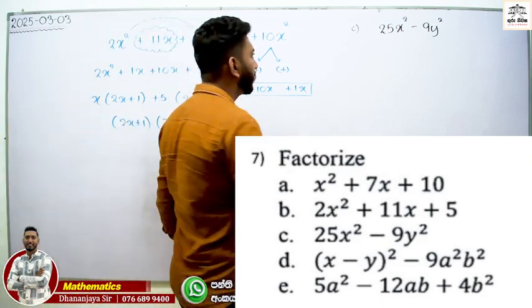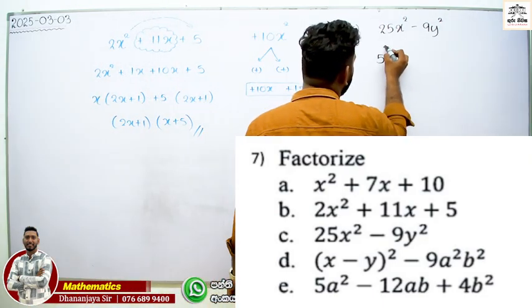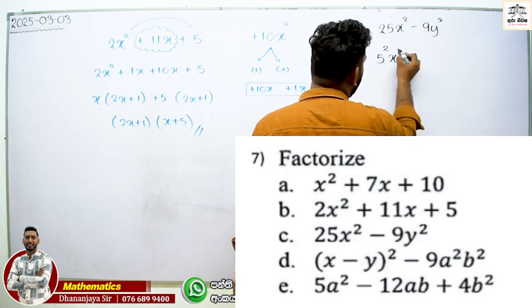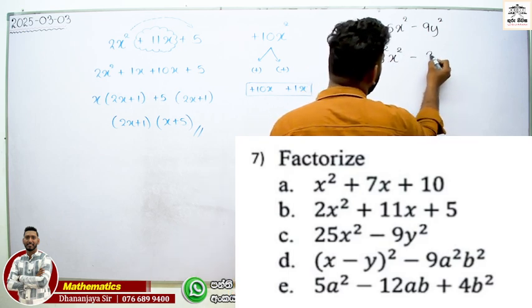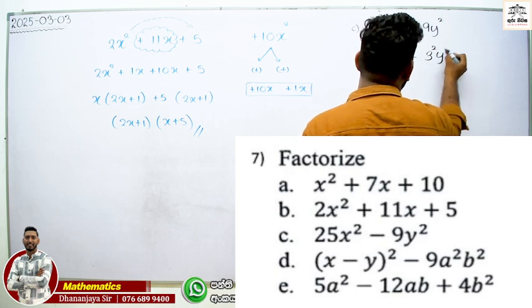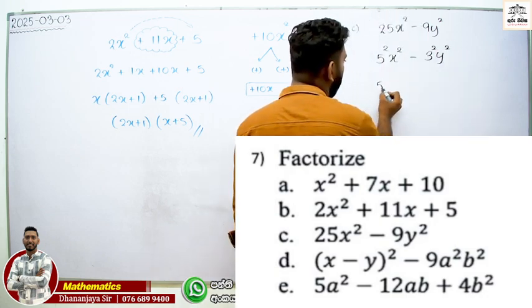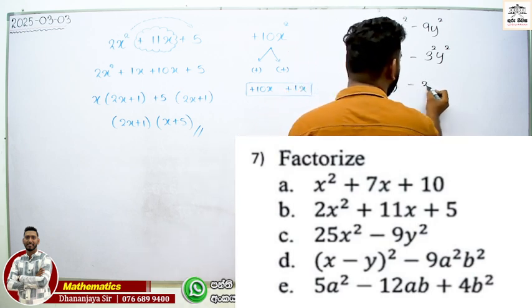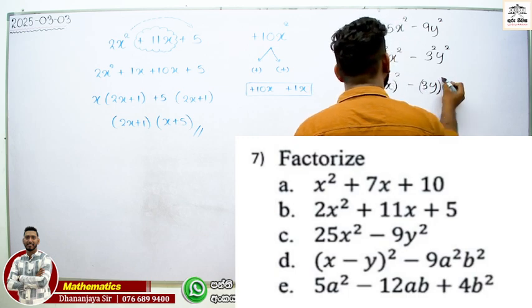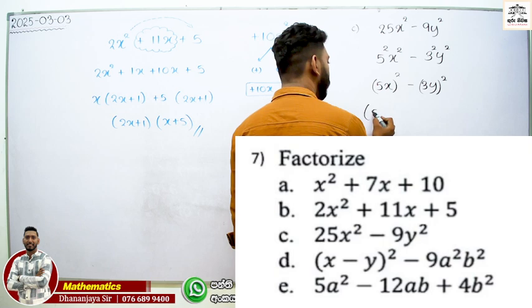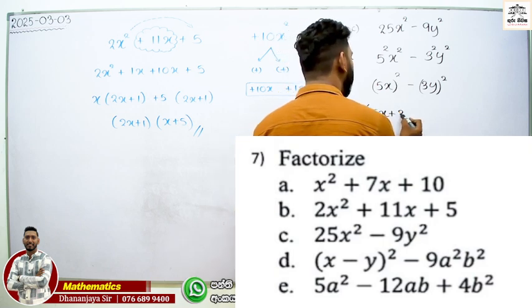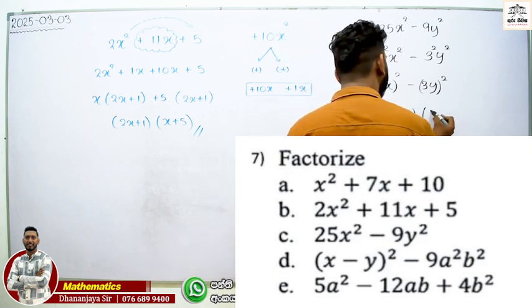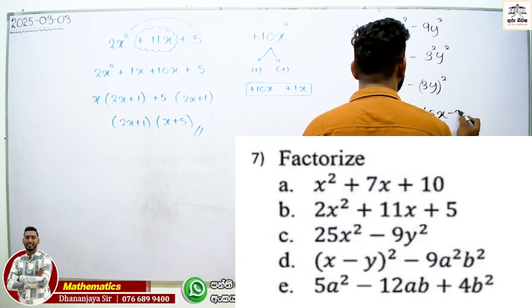25 is 5 to the power of 2, and x to the power of 2, 3 to the power of 2, y to the power of 2. We can write it as 5x to the power of 2, 3y to the power of 2. Then what are the factors? 5x plus 3y and 5x minus 3y.